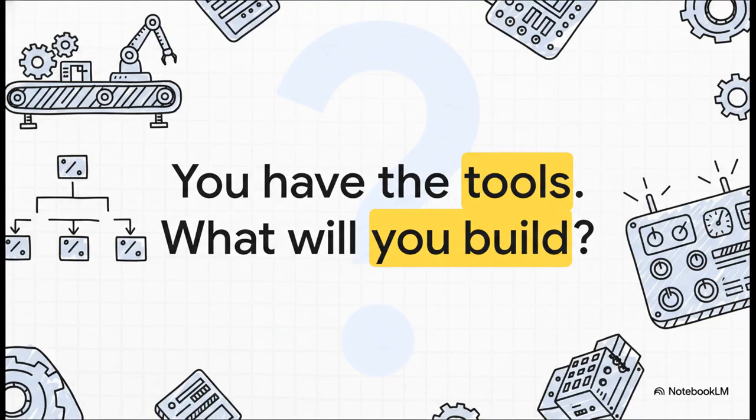So there you have it. The Lang universe isn't such a mystery after all. You've got the assembly line, you've got the decision tree, and you've got the control panel. The only question left is, what amazing things are you going to build with them?